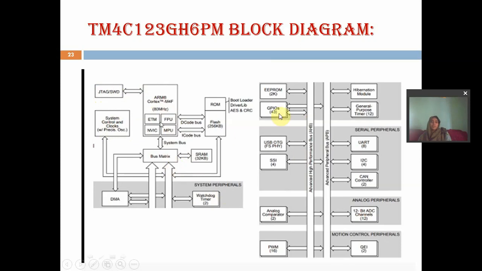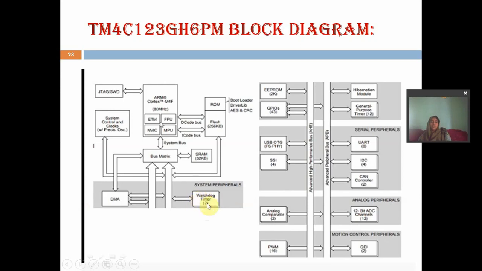Among the peripherals in the system we have DMA. What is a DMA? Direct memory access. The second one is the watchdog controller, also an advanced timer, the watchdog timer. The function of a watchdog timer is to continuously watch the system program. Whenever a system or a block is in a hang situation, automatically it will reset that block.